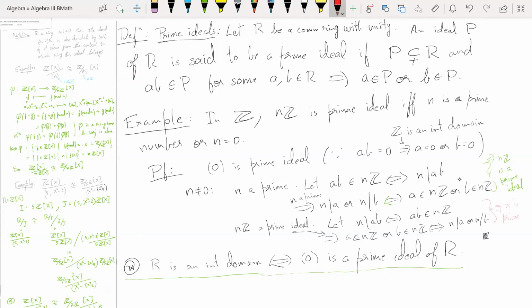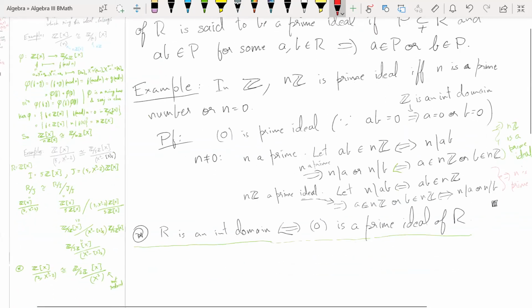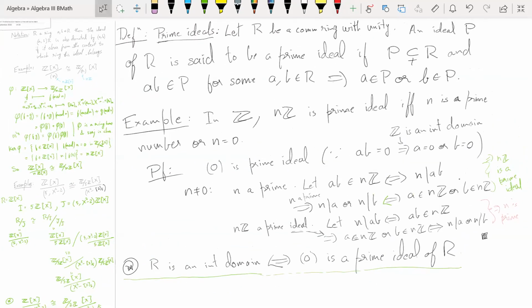So prime ideals in Z are precisely these. So that is the motivation for the name prime ideals. Any questions?